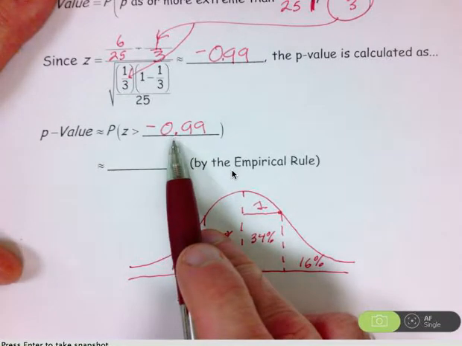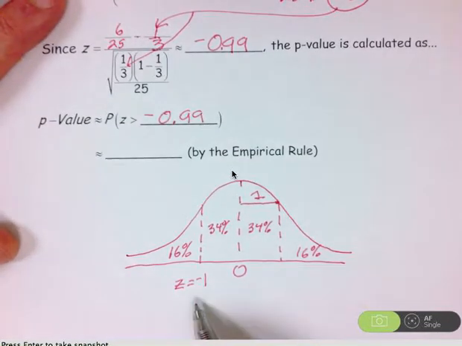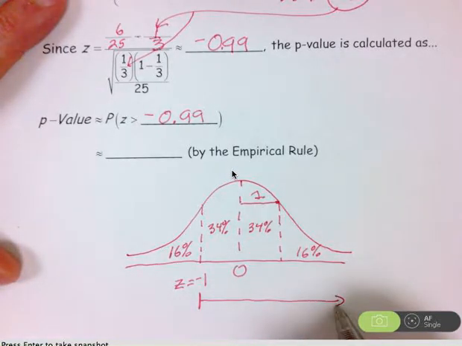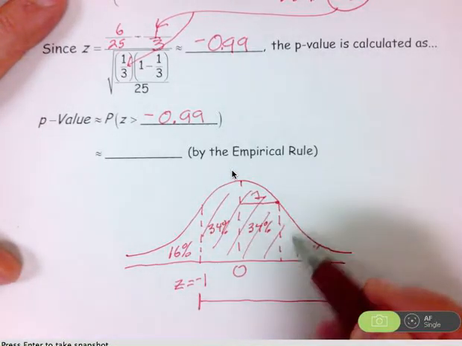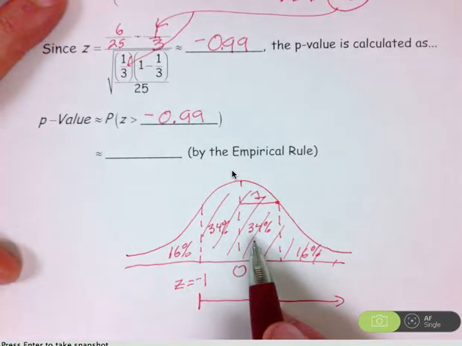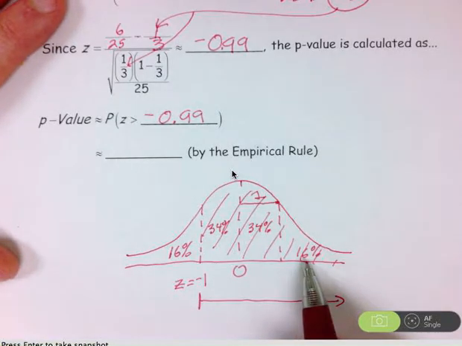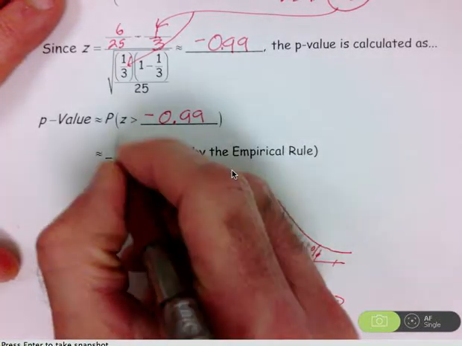Well, notice negative 0.99 for all practical purposes is at negative 1. So I'm looking for all of this area here. Well, 34% plus 34% plus 16%. Shockingly, that comes up to 84%, and that explains the p-value that we got, 0.84.